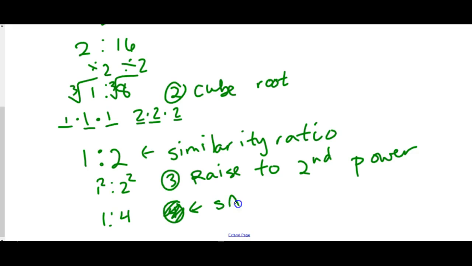So this is now a surface area ratio, which means we don't actually need a fourth step, because that's just our answer.